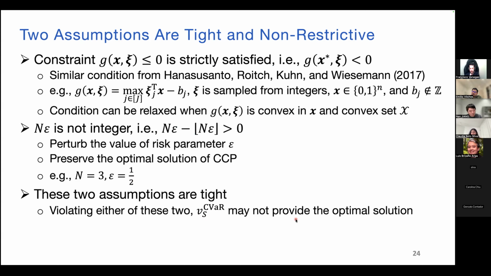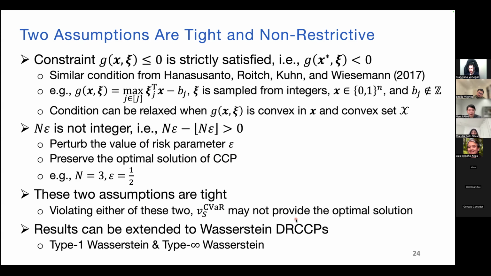So the discussion right now is based on chance constraint programs, and in our original submission, we also focused only on chance constraint programs. But the reviewers wanted to know what will happen if we have the Wasserstein distributionally robust chance constraint programs. There are two types of Wassersteins we are going to talk about. We talk about them in our paper, but I am not going to discuss them here.